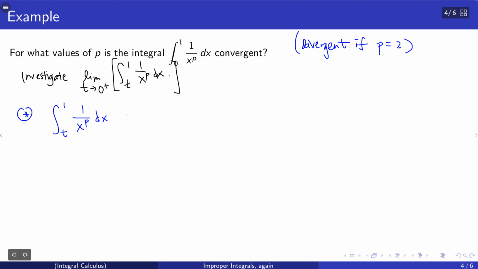And this is just a power rule. It's going to be equal to, well, what is this? This is like x to the minus p, so I can write this as x to the minus p. So this becomes x to the minus p plus 1, so the power goes up by 1. And you're dividing by the new power. And so you plug in 1 for x, it's just 1. And then you plug in t for x.